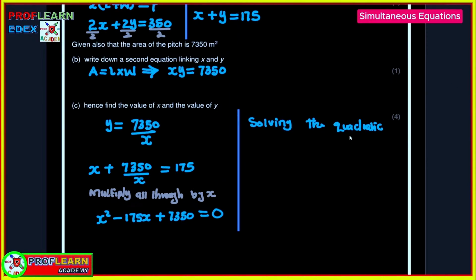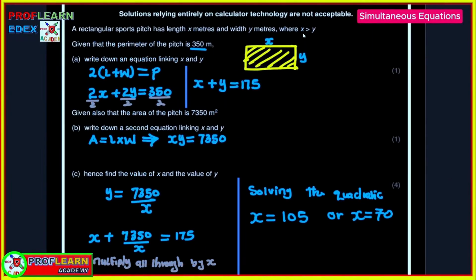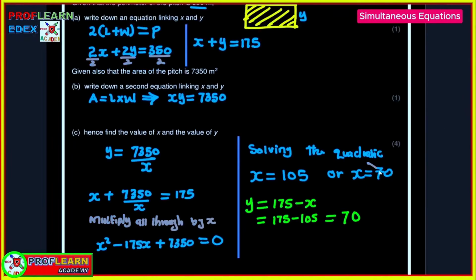Solving the quadratic, we're going to get the value of x as 105 or 70, which means that we can go down and work out the value of y. Y, of course, is 175 minus x. So if we just subtract, we're going to get 70. So our y is going to be 70, x is going to be 105.